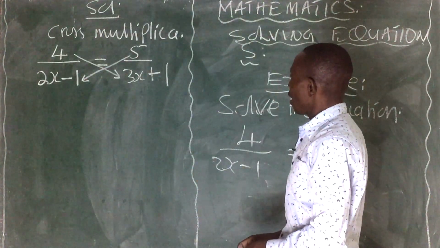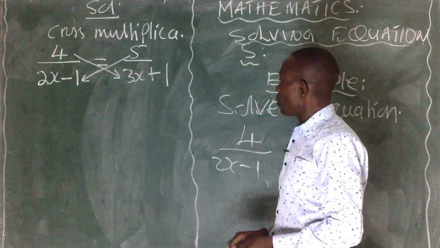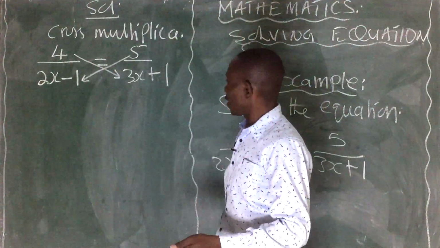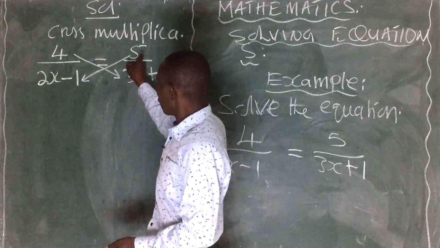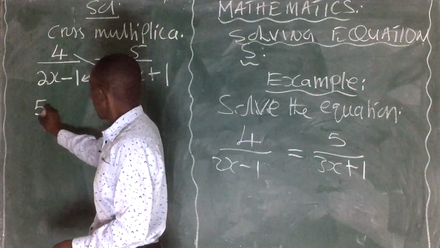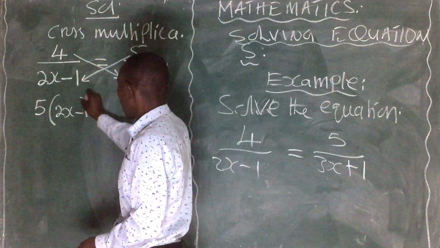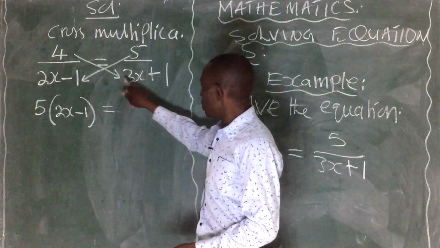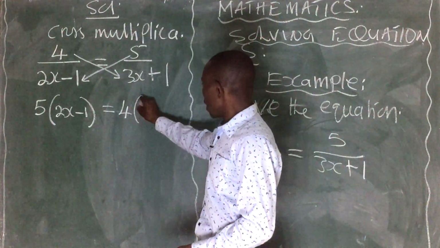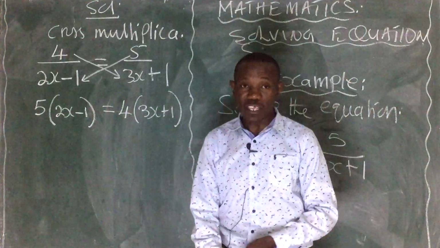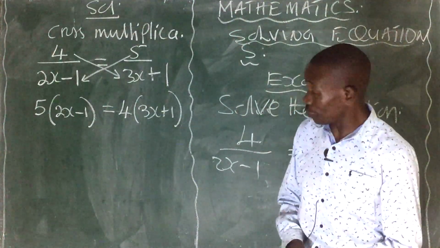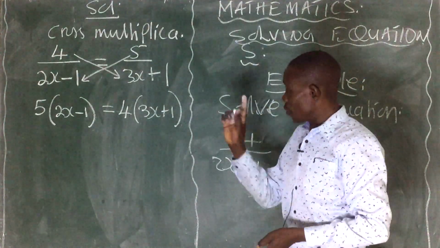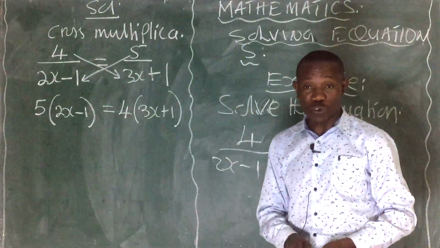So now what we do is consider the step itself. When you say this multiplied by this and this multiplied by that, it can be written like this. Look, 5 by this, we have a 5 here, open bracket, 2x minus 1. Then on this side, we have 4 multiplied by this, which we write as 4, open bracket, 3x plus 1. That's it about cross multiplication. We cross the numerators and denominators in this way: numerator multiplied by denominator, numerator by denominator.